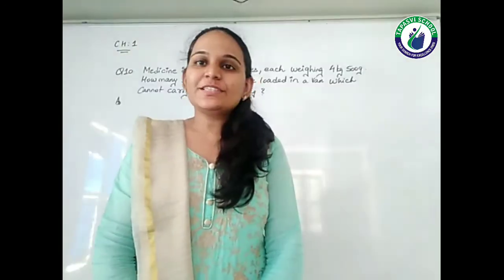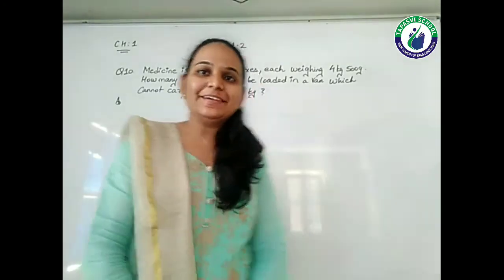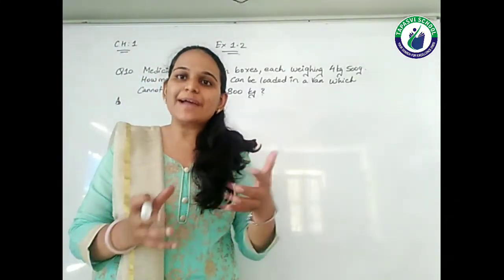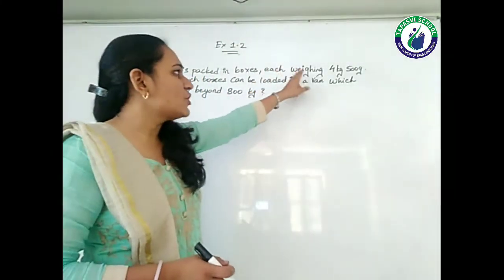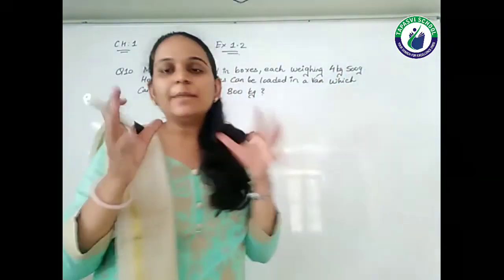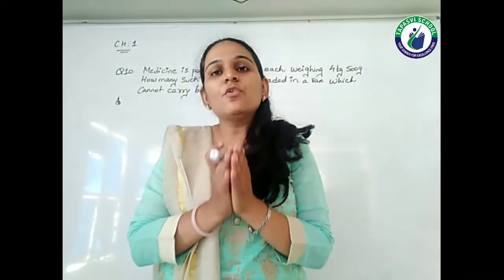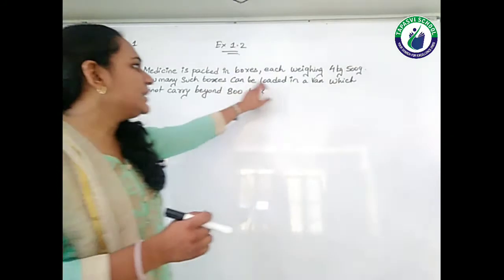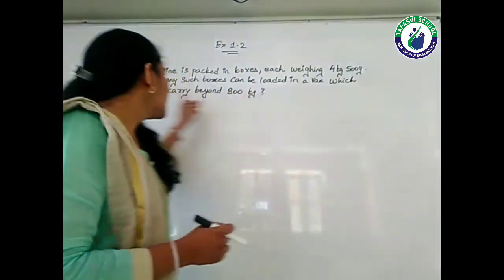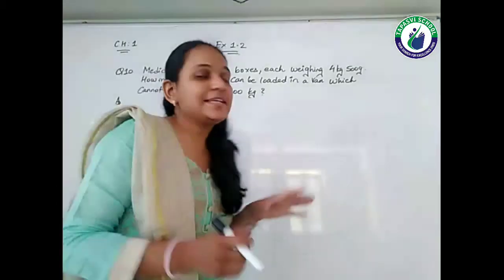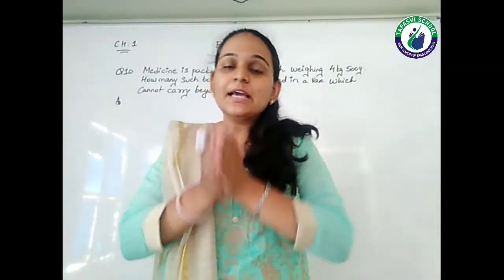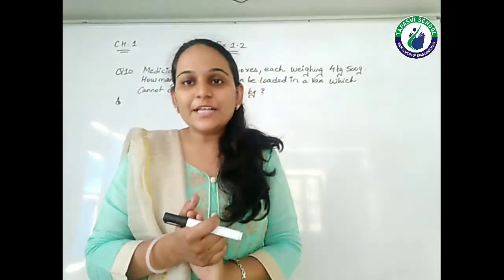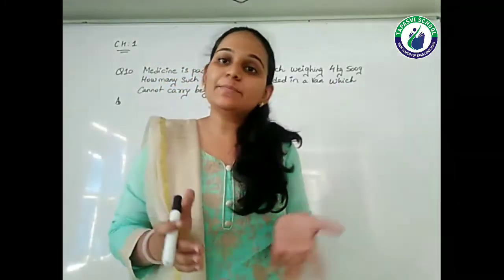Students, now let's see question number 10, right? Medicine is going to be packed in boxes. Now the weight of each box is 4 kg 500 gram. That means the weight of one medicine box will be 4 kg 500 gram. Now how many such boxes can be loaded in a van which cannot carry beyond 800 kg? That means they are clearly giving us the indication that the capacity of the van is only 800 kg. That means it cannot carry beyond 800 kg.